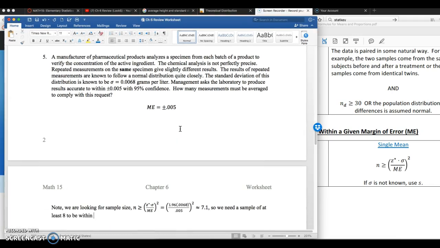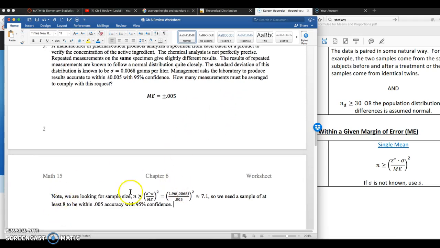So don't forget for sample size, we need a sample of at least 8 to be within 0.005 accuracy with 95% confidence. Don't forget on these, always round up to the next whole number, even if it's just barely above the integer. So it needs to be a whole number, sample size of at least 8.